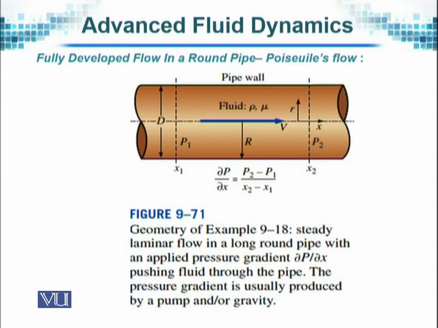Since an external pressure is applied, it is important to note that at a certain point x1, which is chosen arbitrarily, the value of pressure is P1, and at another point x2, the value of pressure is P2, and they are different. P1 is different from P2. So this geometry explains the problem under consideration.